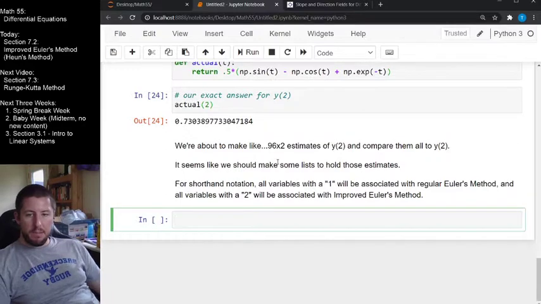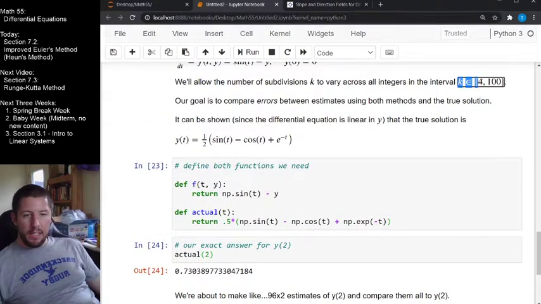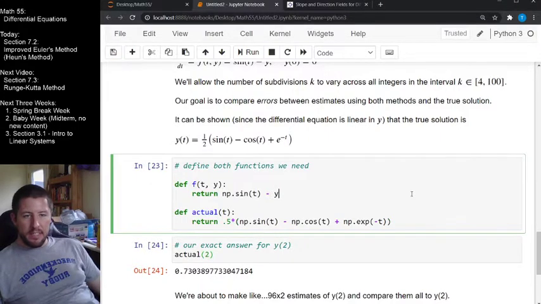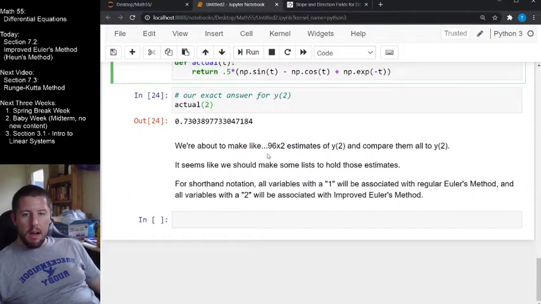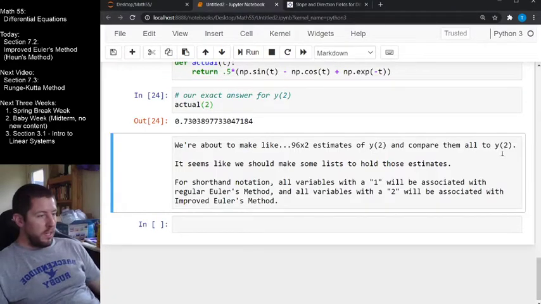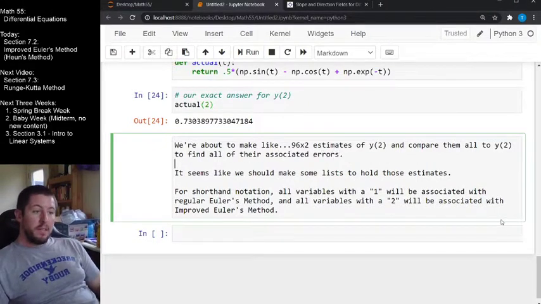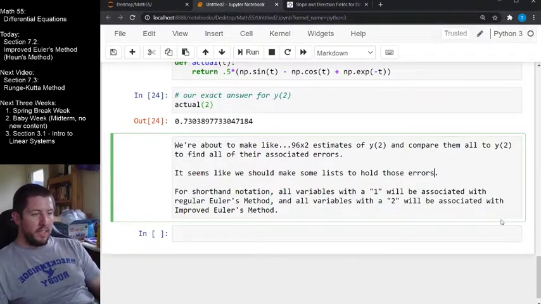So here's what I'm saying to you. We're about to make one for every integer k from 4 to 100. I guess that's actually 97 values, like a whole mess of estimates. I want to hold them in lists so I can look at, or sorry, errors. Sorry, I kind of misstated this. To compare them all to y of 2 to find all of their associated errors, it seems like we should make some lists to hold these errors. That's really what I'm trying to analyze right now.